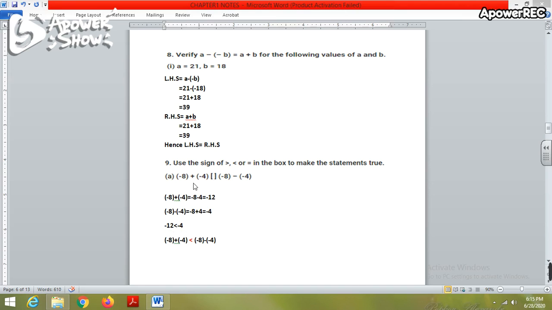That means here we have to use the sign of less than. So this sign is used to make this statement true. Similarly, you have to do the rest of the parts of question number 9.